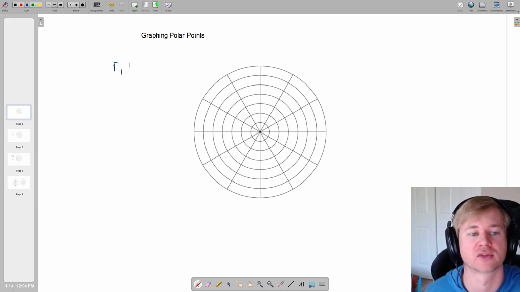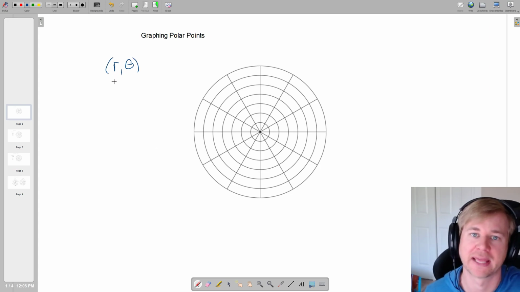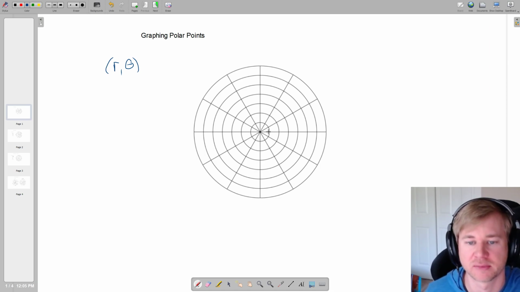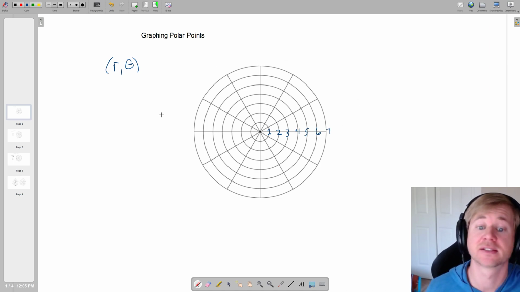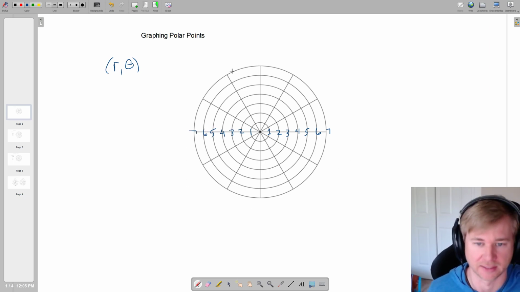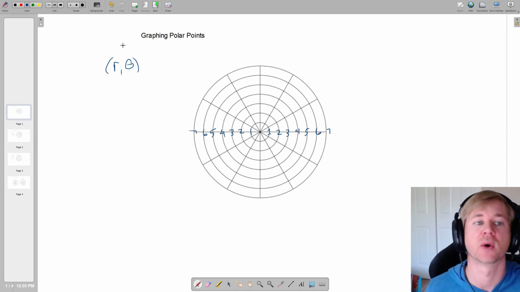All of the points that we describe are going to look like this: R, theta. R is the radius. So you think of how big is the radius of the circle. If I say 1, this would be the first ring. This is the second, the third, the fourth, the fifth, the sixth, the seventh. Now, this is a circle, so this is still 1, this is still 2, 3, 4, 5, 6, 7. That's still the seventh ring. So you first decide what ring you're on.